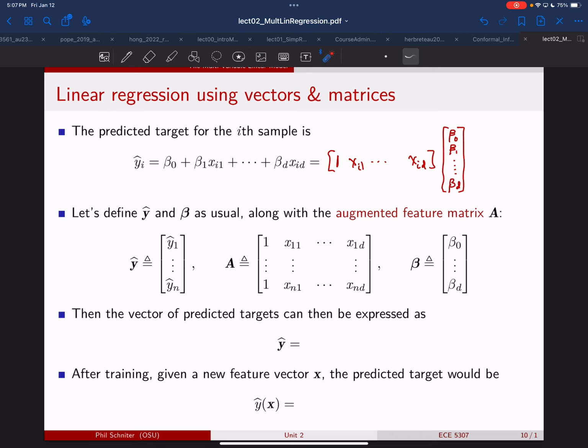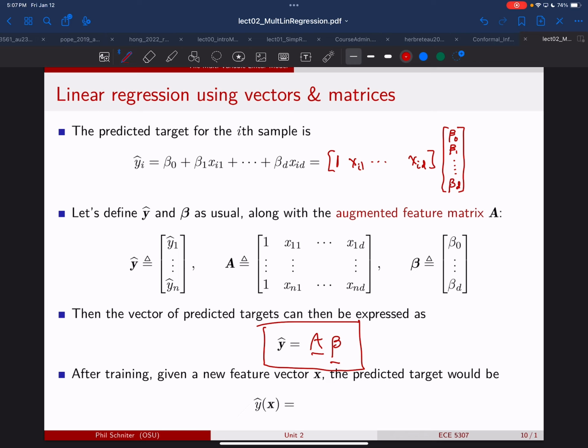And finally, these are our predictions as a vector. We can write this as the A matrix times the beta vector, right? Because the first element is this times this. The second element is the next row times this, and so on. Finally, you get this expression. So this is the main linear model expression that we now have in this unit. And this contains our training data.